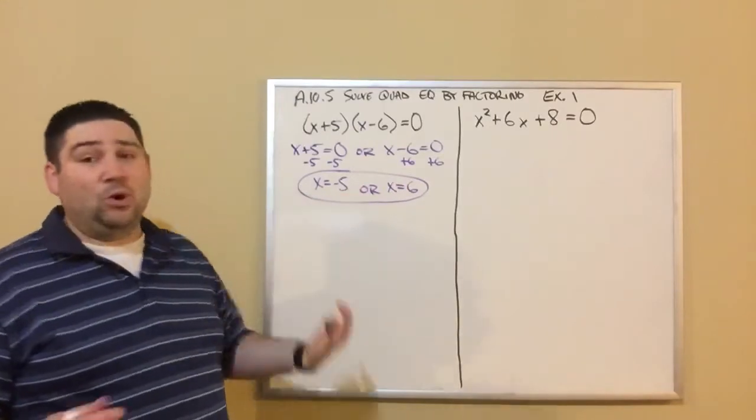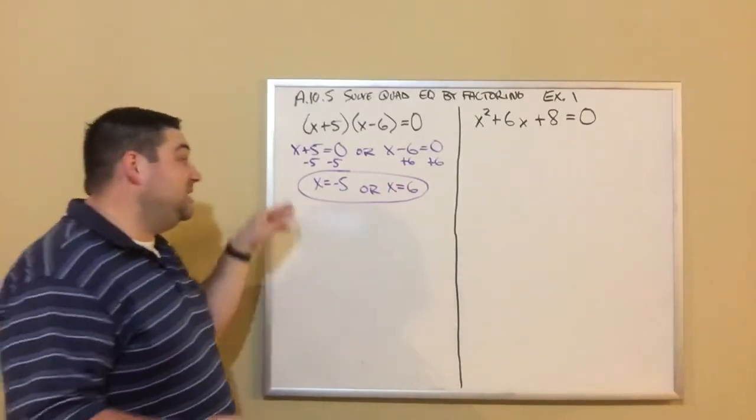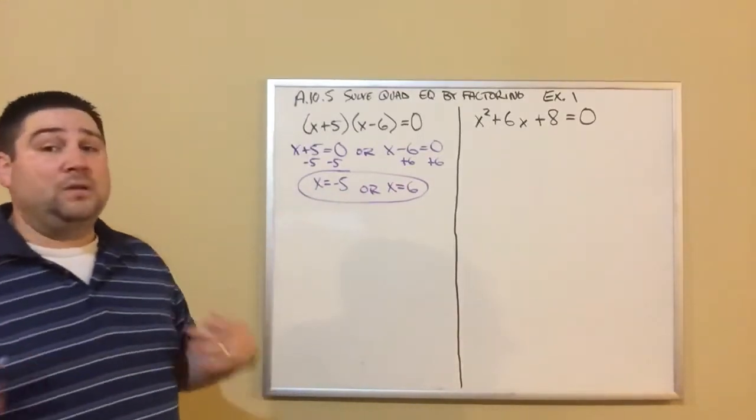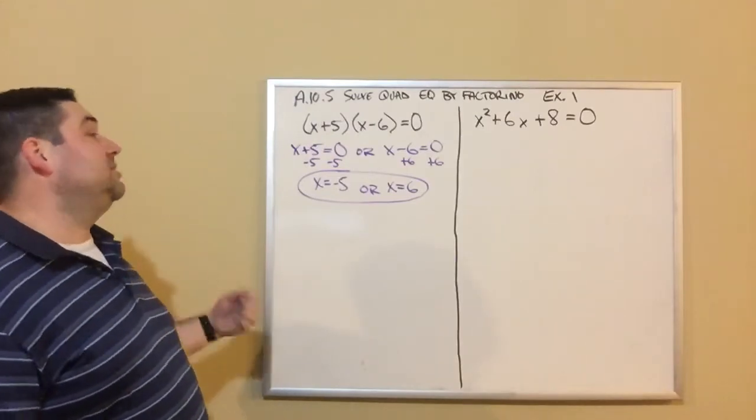So basically what we're saying is x has to be one of those two numbers. And you need that "or" in there. Don't put an "and" because it doesn't equal both of those. It equals one or the other one. So let's look at the next example now.